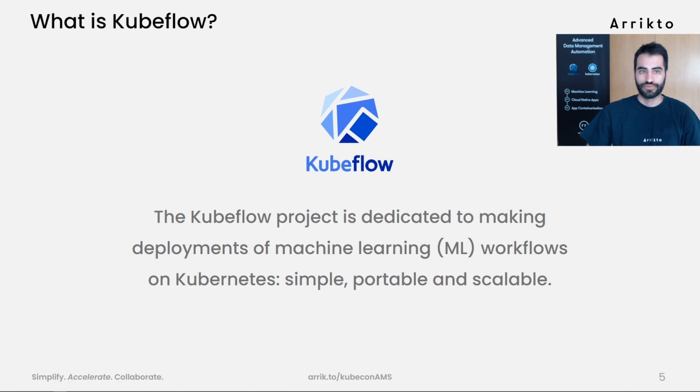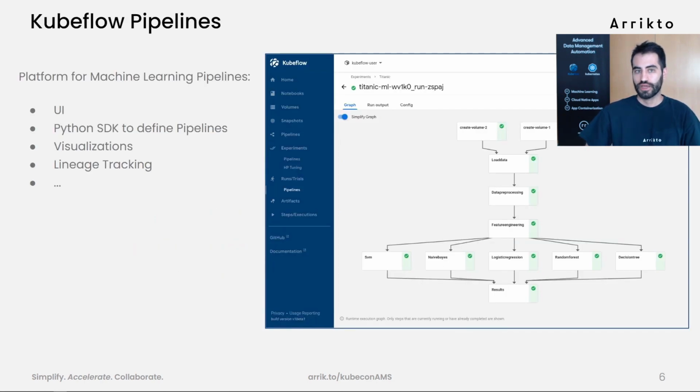What is Kubeflow? Kubeflow is a machine learning platform built on top of Kubernetes, dedicated to making deployments of machine learning workflows simple, portable, and scalable. Now then, what's Kubeflow Pipelines? Kubeflow Pipelines is a cornerstone of the Kubeflow platform. It provides a powerful platform to run machine learning pipelines on. It comes with a powerful UI, an idiomatic Python SDK to define pipelines as code, rich visualizations, lineage tracking, and more.